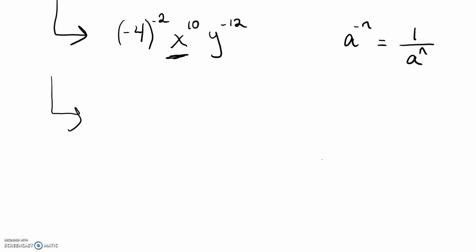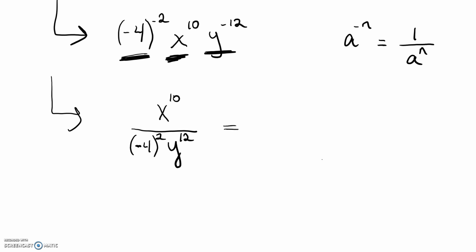Now the x term has a positive exponent, so it's going to stay exactly where it's at in the top. We need to take the y to the bottom, so its exponent becomes positive, so that becomes y to the 12th. And we also need to take negative 4 to the bottom to make its exponent positive. Keep your base as is. You can even leave the parentheses there if you'd want to. And then that exponent also becomes positive.